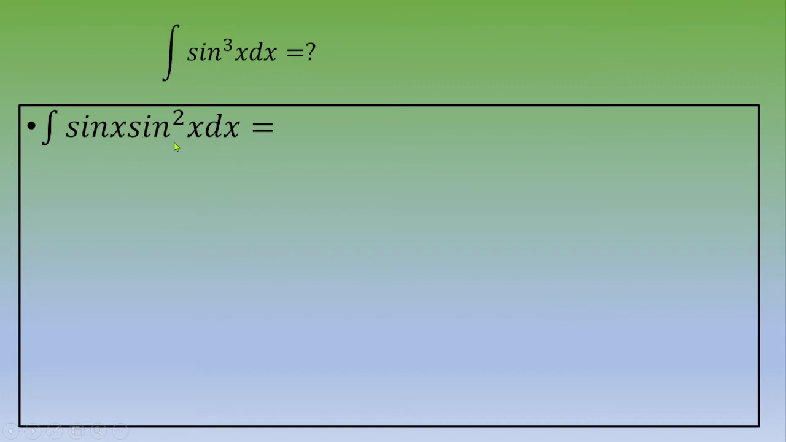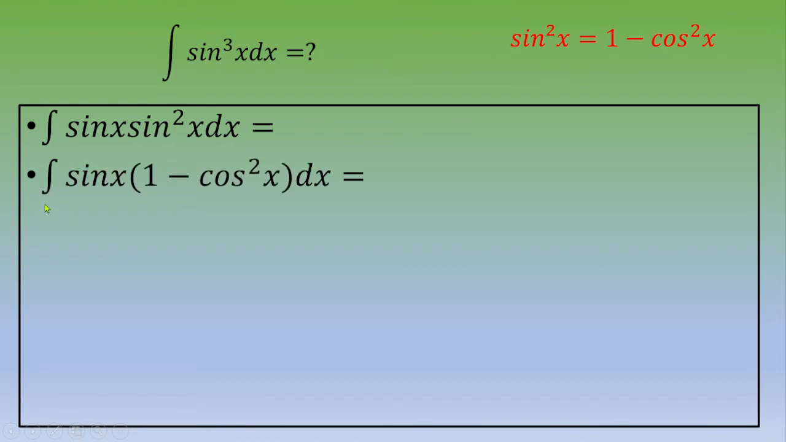So you've got sin squared x, and this is valid for all x. Every time you've got a trig function, sin squared x plus cos squared x equals 1. So you end up with sin squared x equals 1 minus cos squared x. So now you plug that in and you obtain the integral of sin x times 1 minus cos squared x dx.